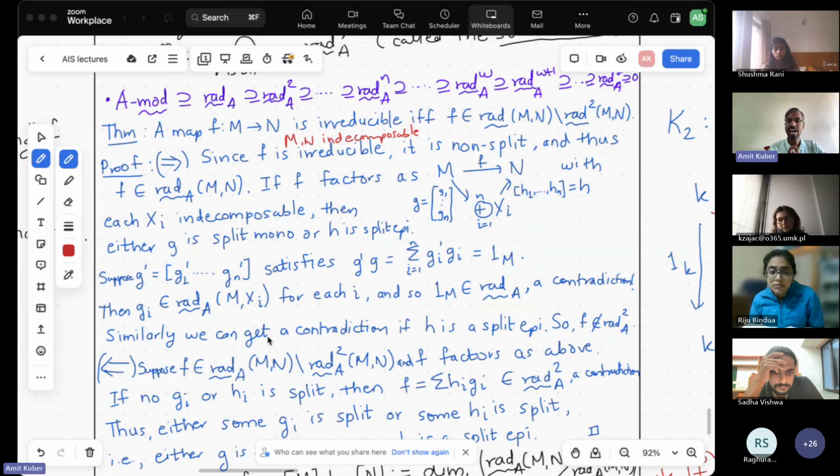So if each Gi is in the radical, then this sum will also be in the radical, because the radical locally is an abelian subgroup. So Gi' Gi is in the radical because it's closed under composition, and then the sum is also there, which means the identity is there, which is a contradiction. No isomorphism can belong to this. Therefore, our assumption that G is a split mono leads to a contradiction. Similarly, if we assume that H is a split epi, then we will get a contradiction. And these two contradictions show that F is not in rad square.